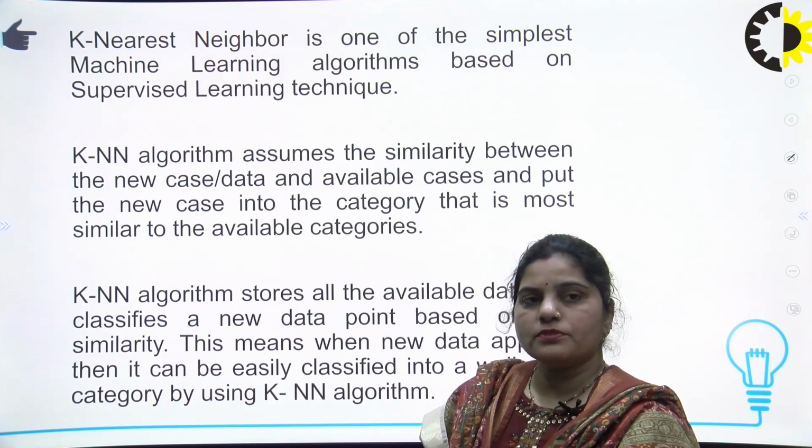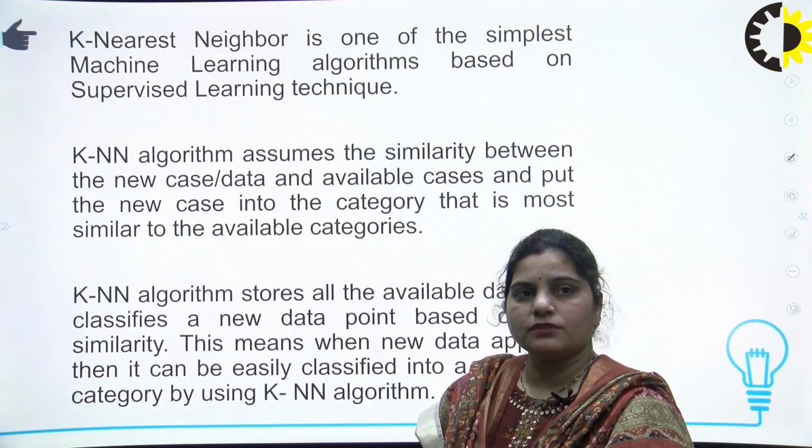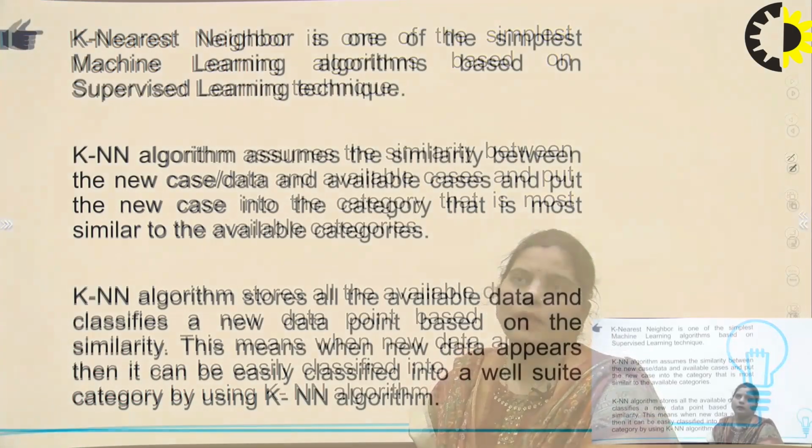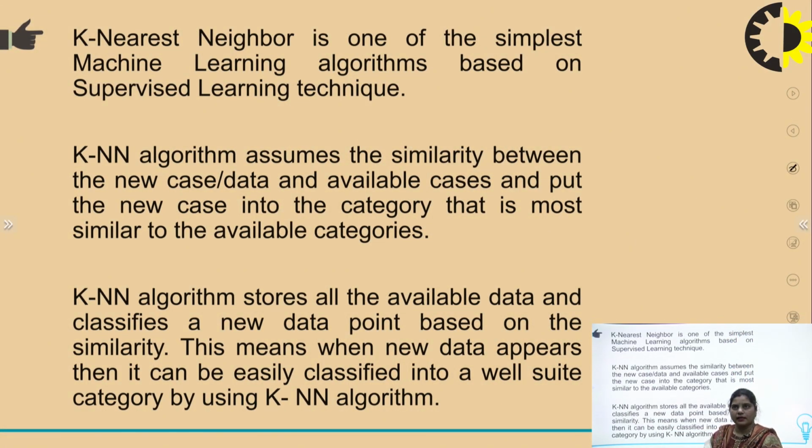It assumes the similarity between the new case data and the data which are available, and after that this algorithm puts the new case into the category which is most similar to the available categories. Suppose we have categories or classes, then based on the similarity level, it puts the new data points into the category which is most similar to the data points which are available in our database or knowledge base.